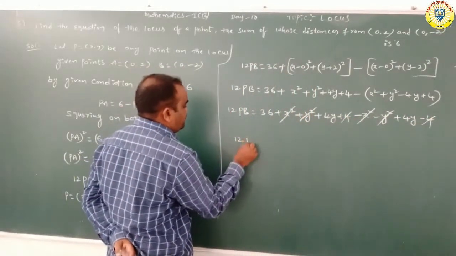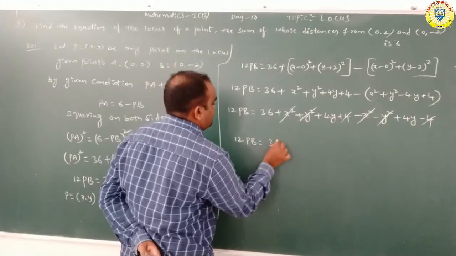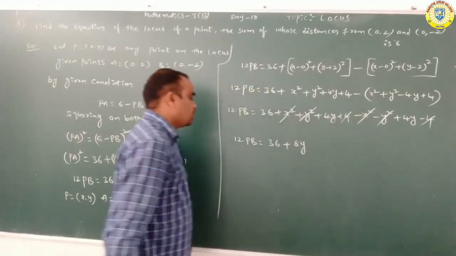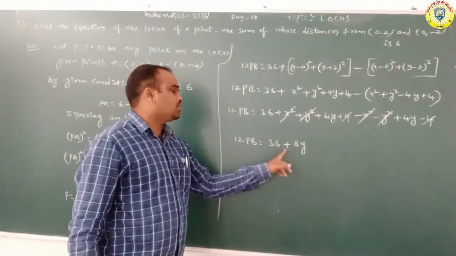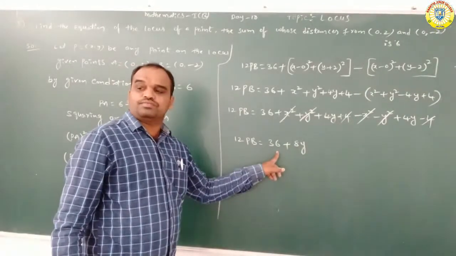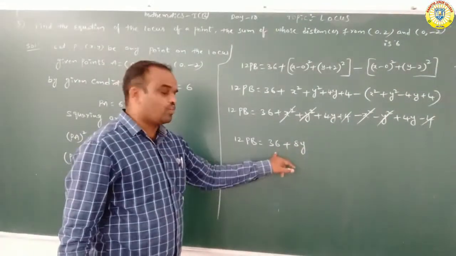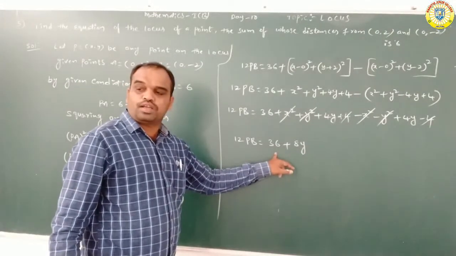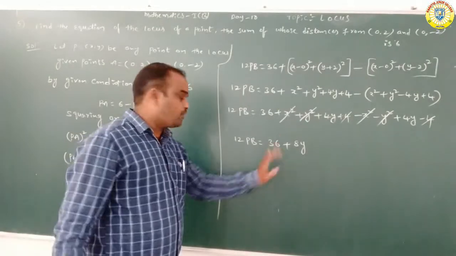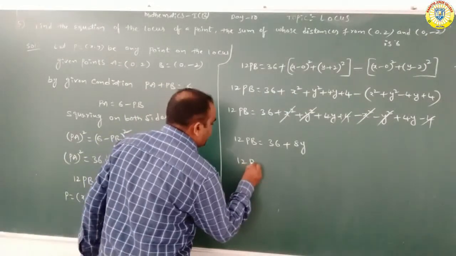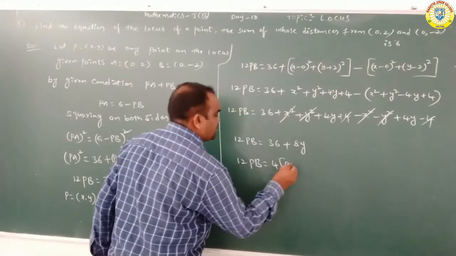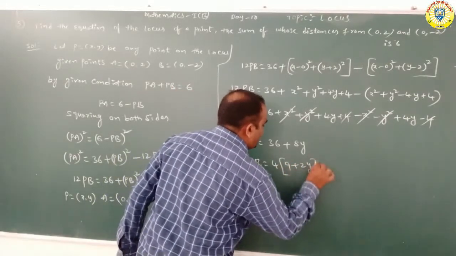Here 12 PB = 36 + 4y + 4y, that is 8y. 12 PB = 36 + 8y. So in these two terms we can take a common factor. 8 is the common value? Yes, but 8 we cannot take. 4 we are taking common. Okay? 8 4s are 32 only. That's why we are taking the common 4. So 12 PB = 4 (9 + 2y), since 4 9s are 36 and 4 2s are 8.